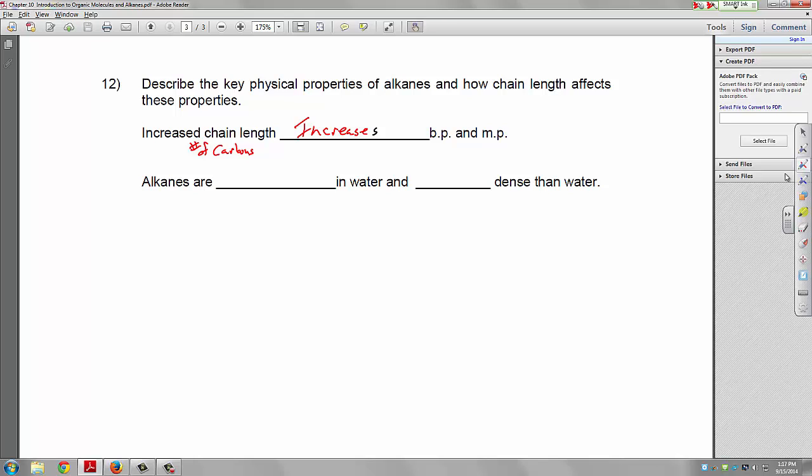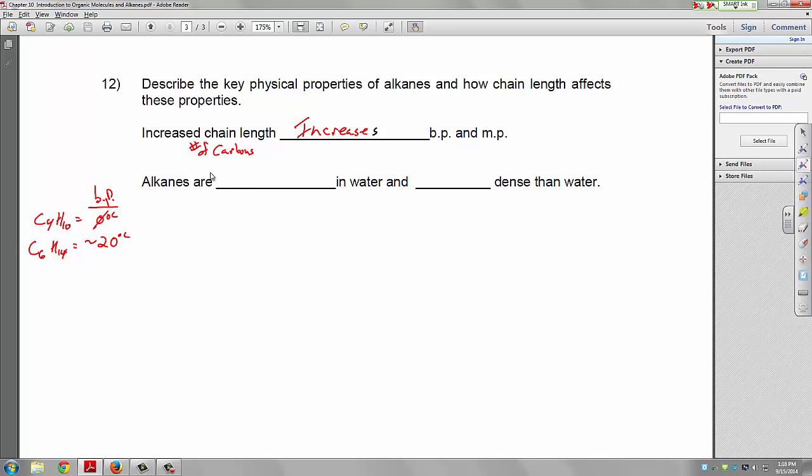Okay. So for example, butane, C4H10, its boiling point is 0 degrees Celsius, about 32 Fahrenheit, whereas hexane, C6H14, hexane, I believe, is about, I'm going to say about 20. I'm not exactly sure, right? But it's got more carbons, right? So we'd expect its boiling point to be higher, so it increases the boiling point and melting point.